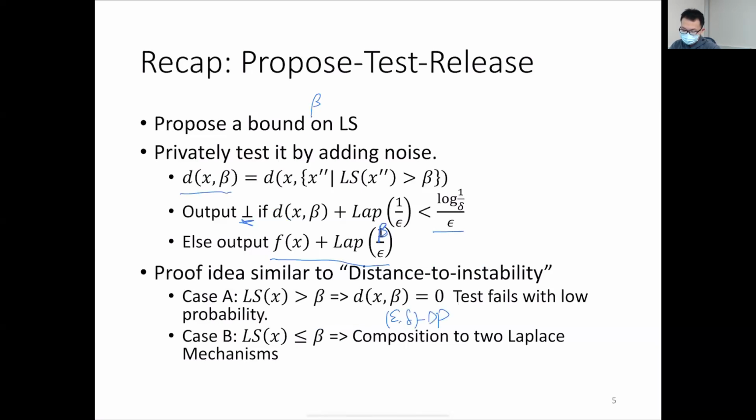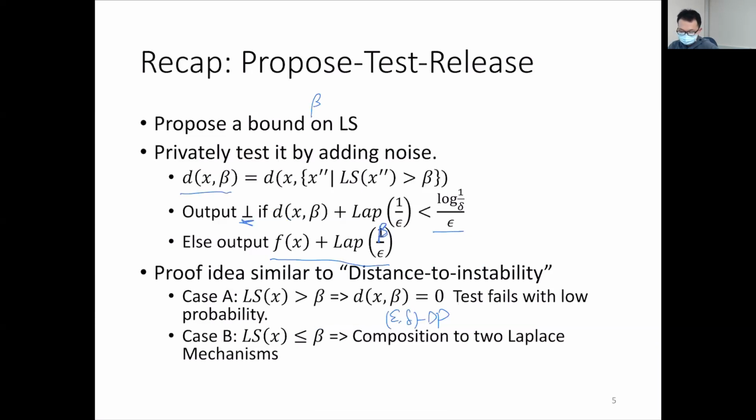So why should there be a delta? In some unlucky event, when this test fails, then we are adding only a Laplace noise with beta over epsilon, which is insufficient for providing pure DP for this mechanism, right? So therefore we are using a small delta to capture that, and overall in case A, this is epsilon delta DP.